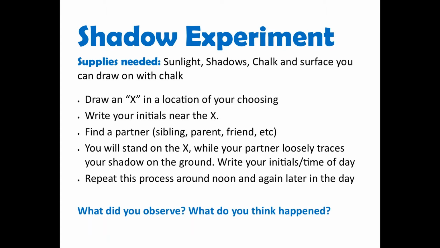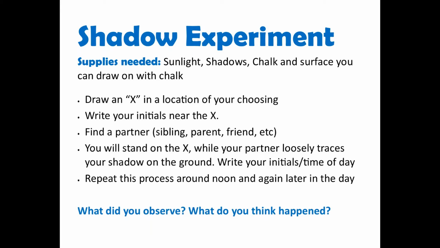So you are going to follow these instructions. Basically, you're going to draw the shadow of an item or a person standing in the same spot at different time intervals, and then we'll see what happens. Hopefully you'll see some change.